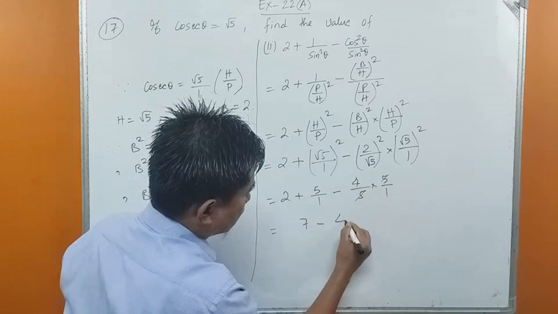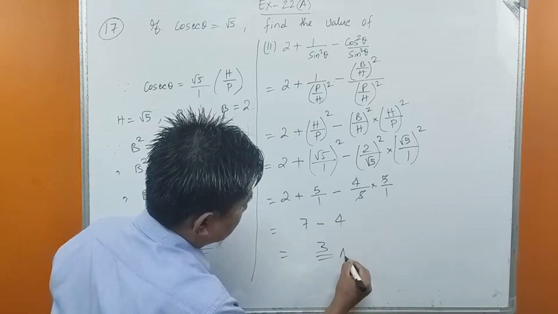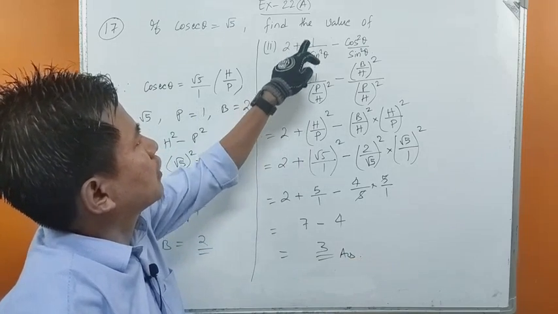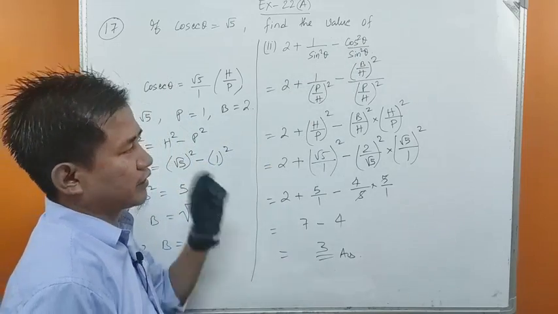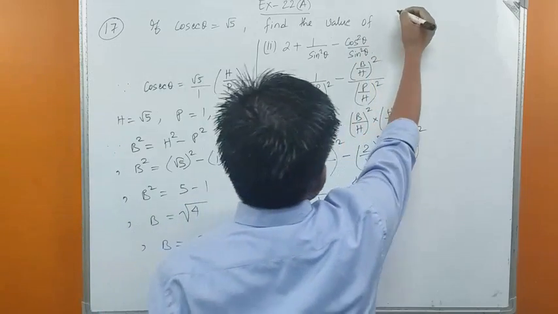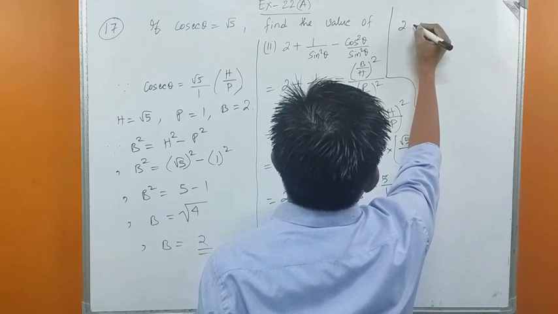So this is 4. So 7 minus 4 is 3. So this is the value for this expression. 2 plus 1 upon sine square theta minus cos square theta upon sine square theta is 3. In the next chapter we will learn the formula. When we know the formula, then it will be much easier. We can write this in this way also.